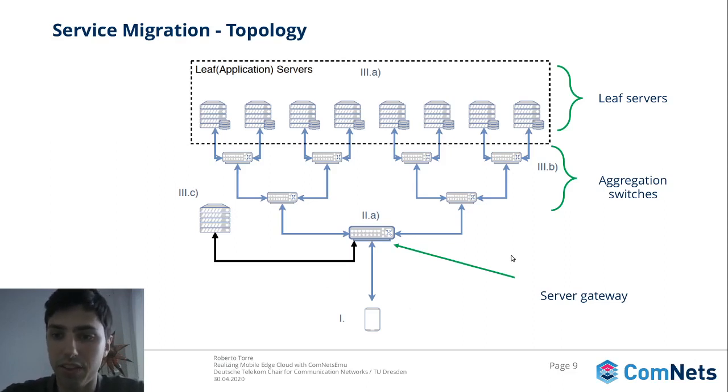So we will have, this is going to be the gateway, as I was saying. These are going to be the aggregation switches, and these are going to be the leaf servers. This is going to be a probing agent that is going to be sending probing packets to the application servers in order to calculate the latency.